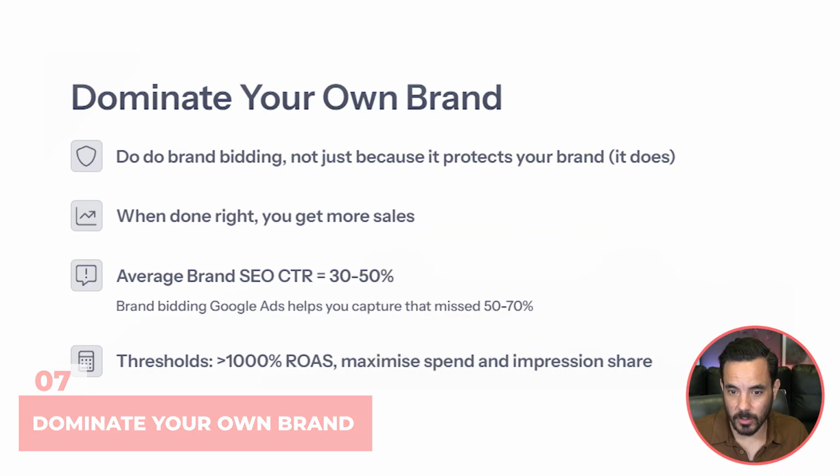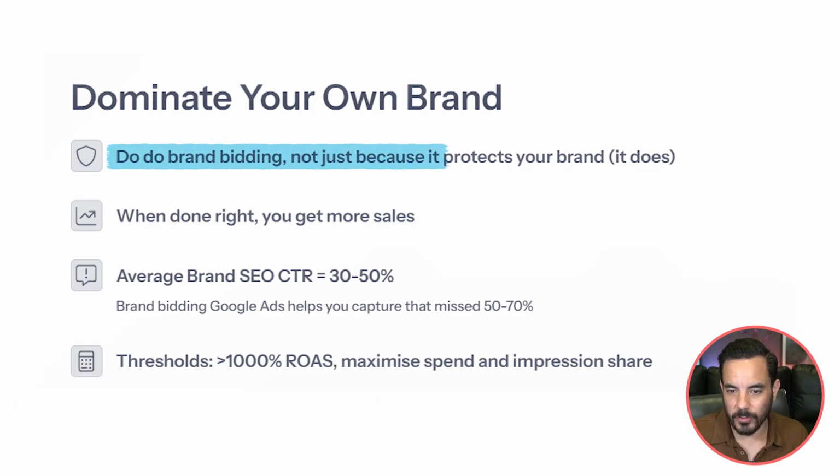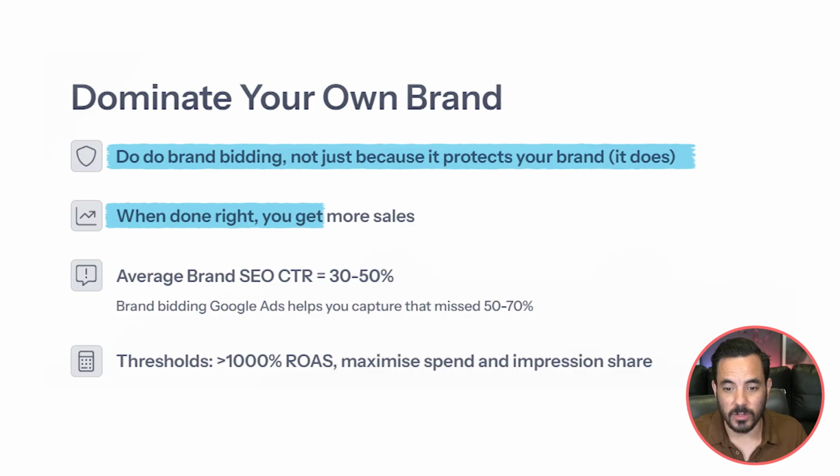So don't just do search non-brand, do brand bidding, right? And not just because it protects your brand. It does protect your brand from competitors, but that's not the main reason to do it, in my opinion. The main reason to do it is because when you do it and do it right, you get more sales. It's that simple, right? A lot of people think, oh, I don't need to do brand PPC because I'm getting all that traffic anyway, because people will click on my organic brand ranking.